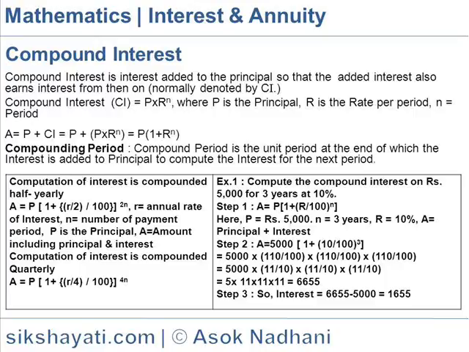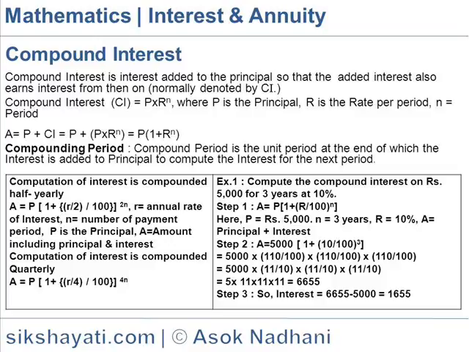Compound interest CI is equal to P into (1 plus R) to the power n minus P, where P is the principal, R is the rate per period, and n is the number of periods. So A is equal to P plus CI. For CI we can write P into (1 plus R) to the power n minus P. So it comes to A is equal to P into (1 plus R) to the power n.